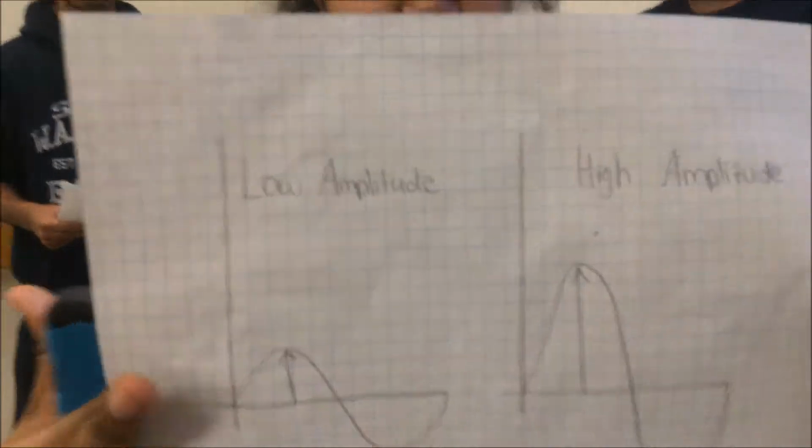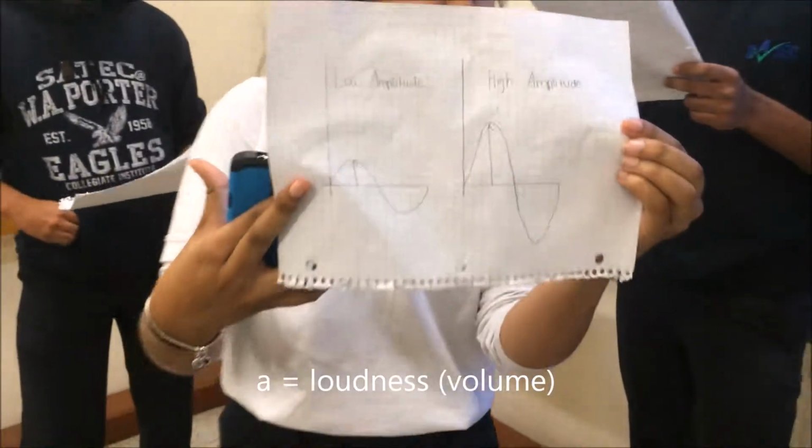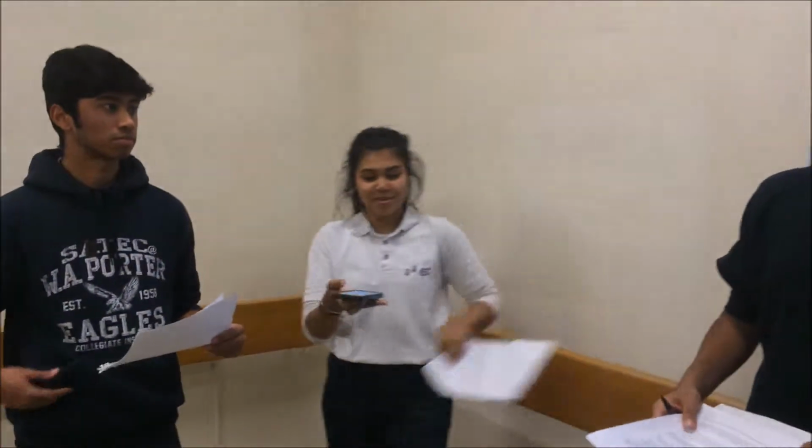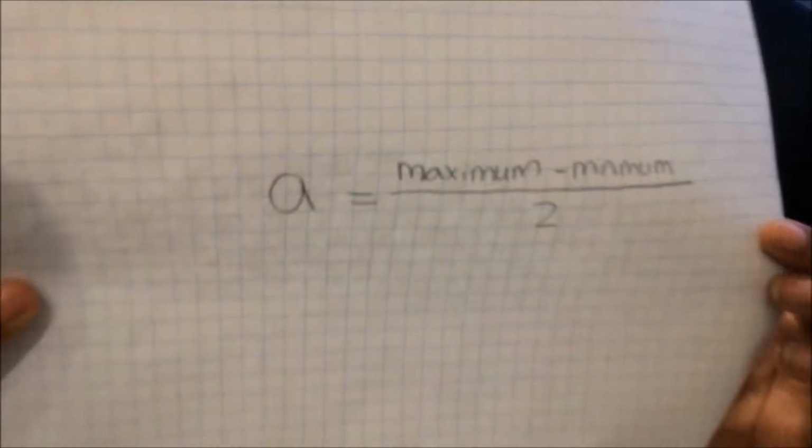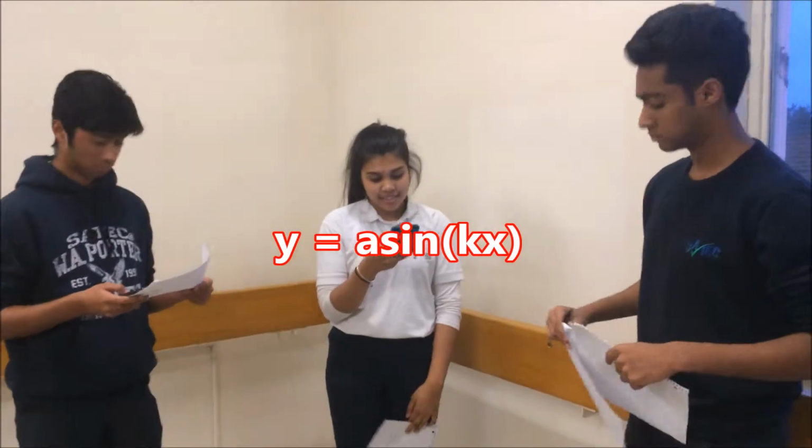How do you find the A value then? The A value of a sound wave can be represented as amplitude. The greater the A value, the louder the sound wave, and the same vice versa. To calculate A, or amplitude, we subtract the minimum from the maximum, and we divide that number by 2. So the sinusoidal function formula for sound waves is y equals a sine kx.